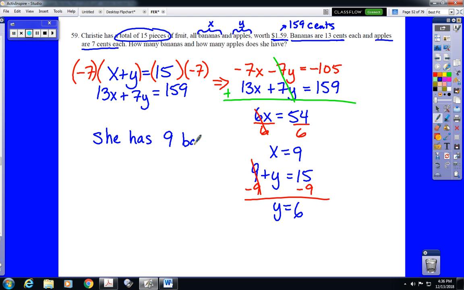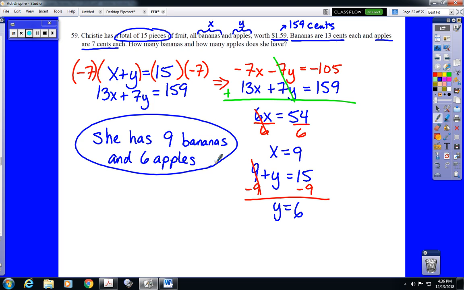She has 9 bananas and 6 apples. And that does it for page 11.